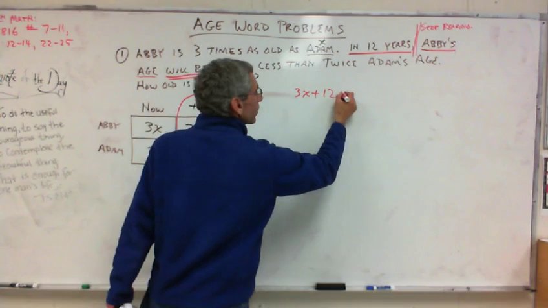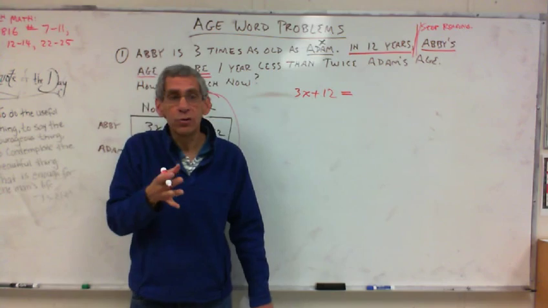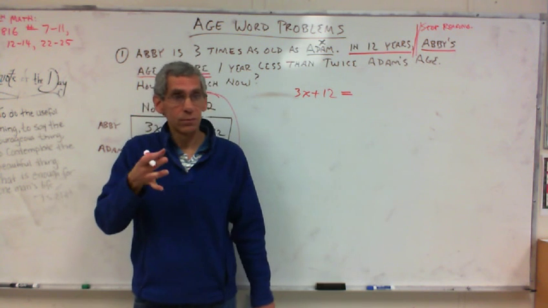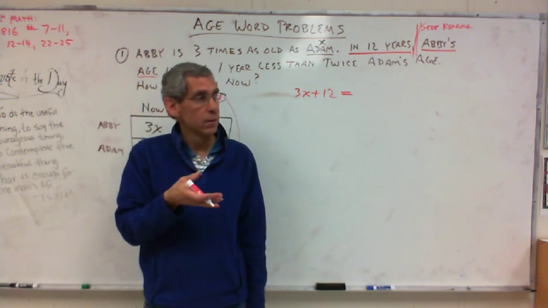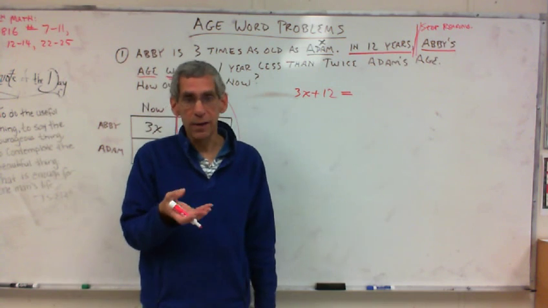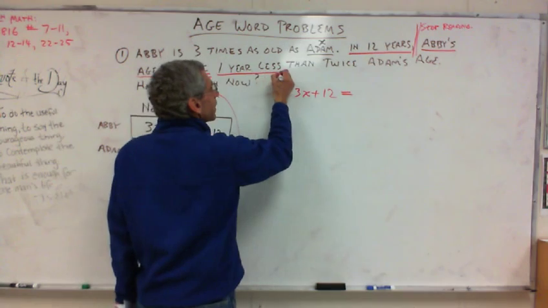That is an equals. Will be is the same as is. Remember? Is equal to, or will be equal to. Will be is a future tense of is, of the verb to be. To be means equals, right, in math? So, will be 1 year less than.